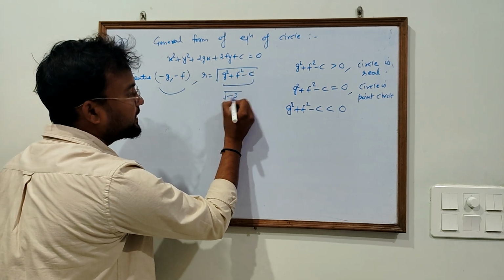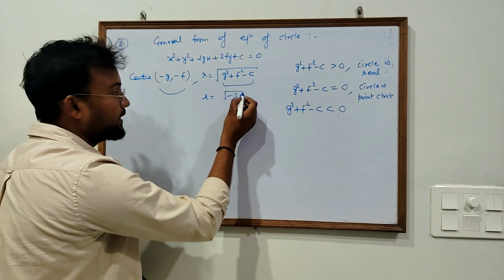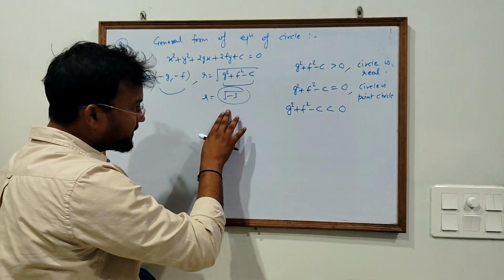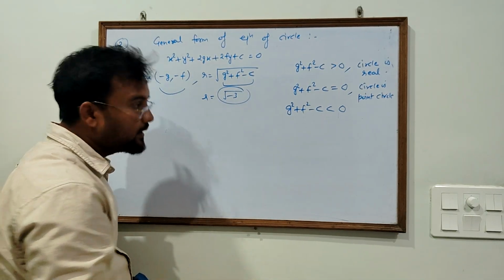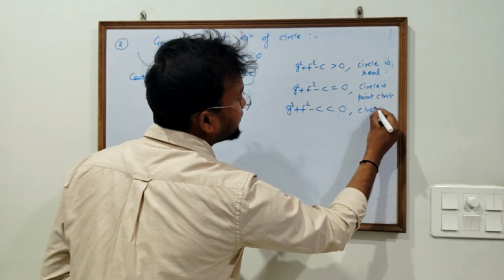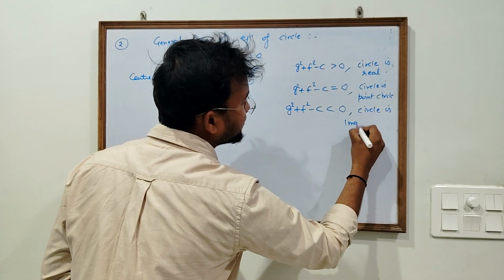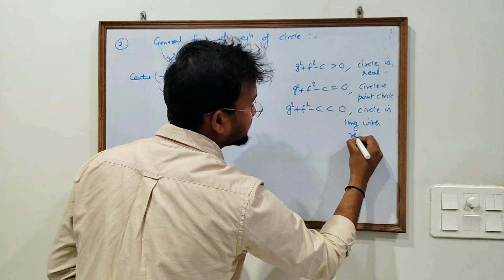And if g square plus f square minus c is negative, suppose the inside value is like minus 3, then r is equal to root minus 3. Root minus 3 is a complex number, an imaginary number. Root 3 iota is the result. That means the circle is imaginary with a real center.